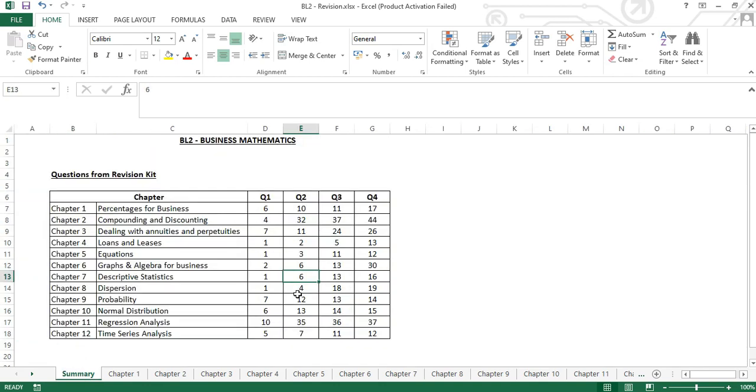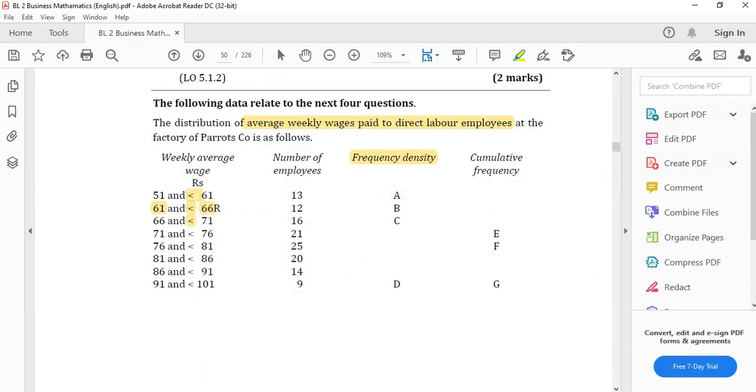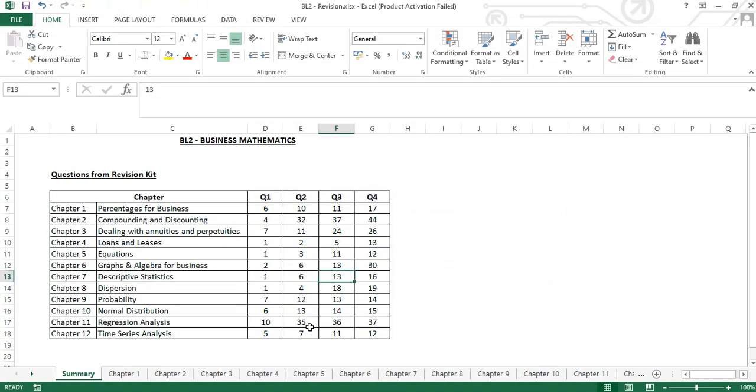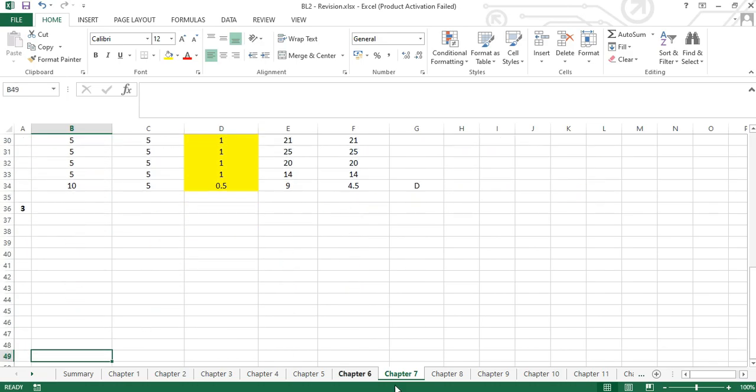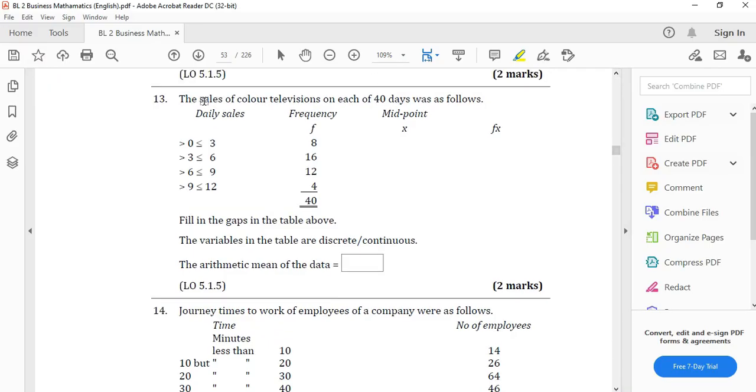Next, let's move to question 30. Here they say the sales of color televisions on each of 40 days, for a 40-day period. That's why the frequency here is 40, because the frequency represents the number of days.